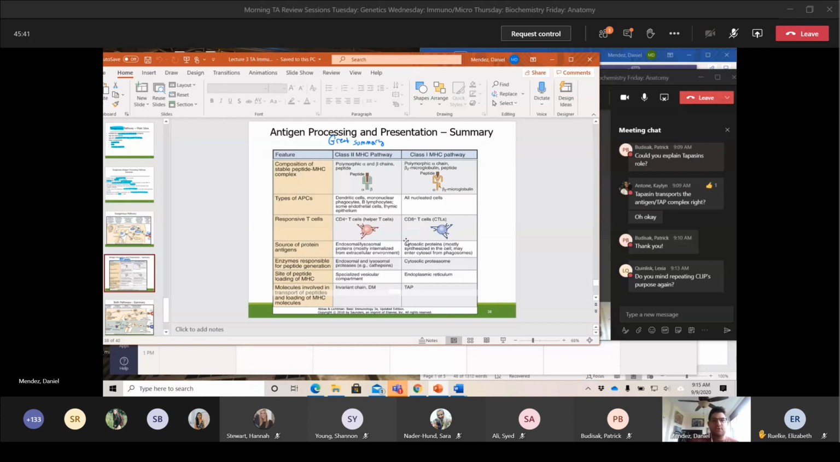It also tells you the site of the peptide loading. You don't need to know that as much. It is important to know that both of them come from the endoplasmic reticulum, that class one and class two both occur in endoplasmic reticulum. Loading in class one is in the ER, and then loading in class two is in a vesicle. It's important to know, but I can't see it being something that she's going to test on that harshly.